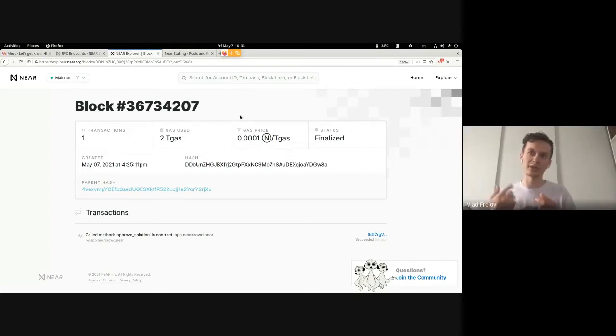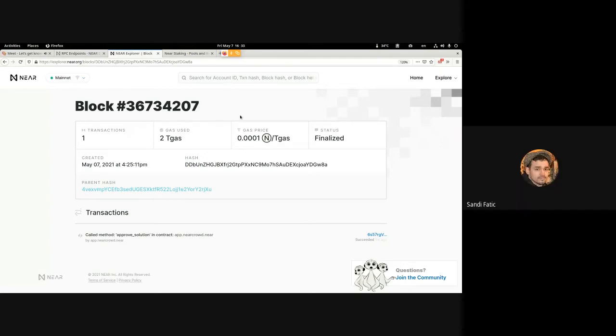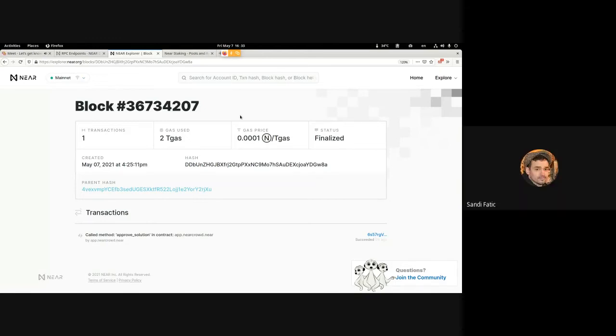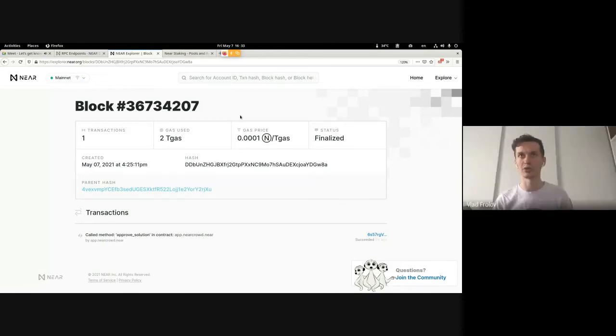They do not validate transactions. They only validate the proofs and then conclude with their own proof for this specific block, and that's how they produce a block. So they don't care about transactions in the chunks.